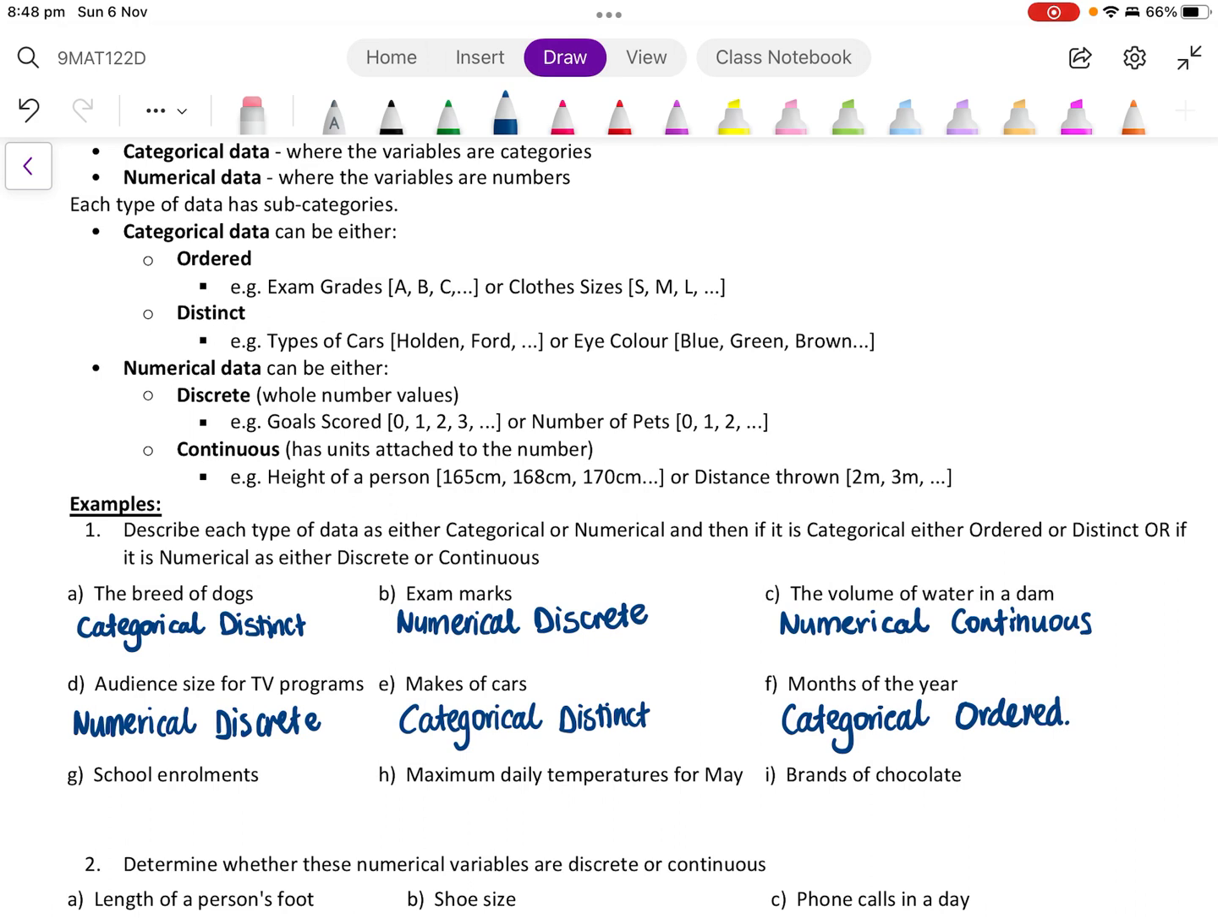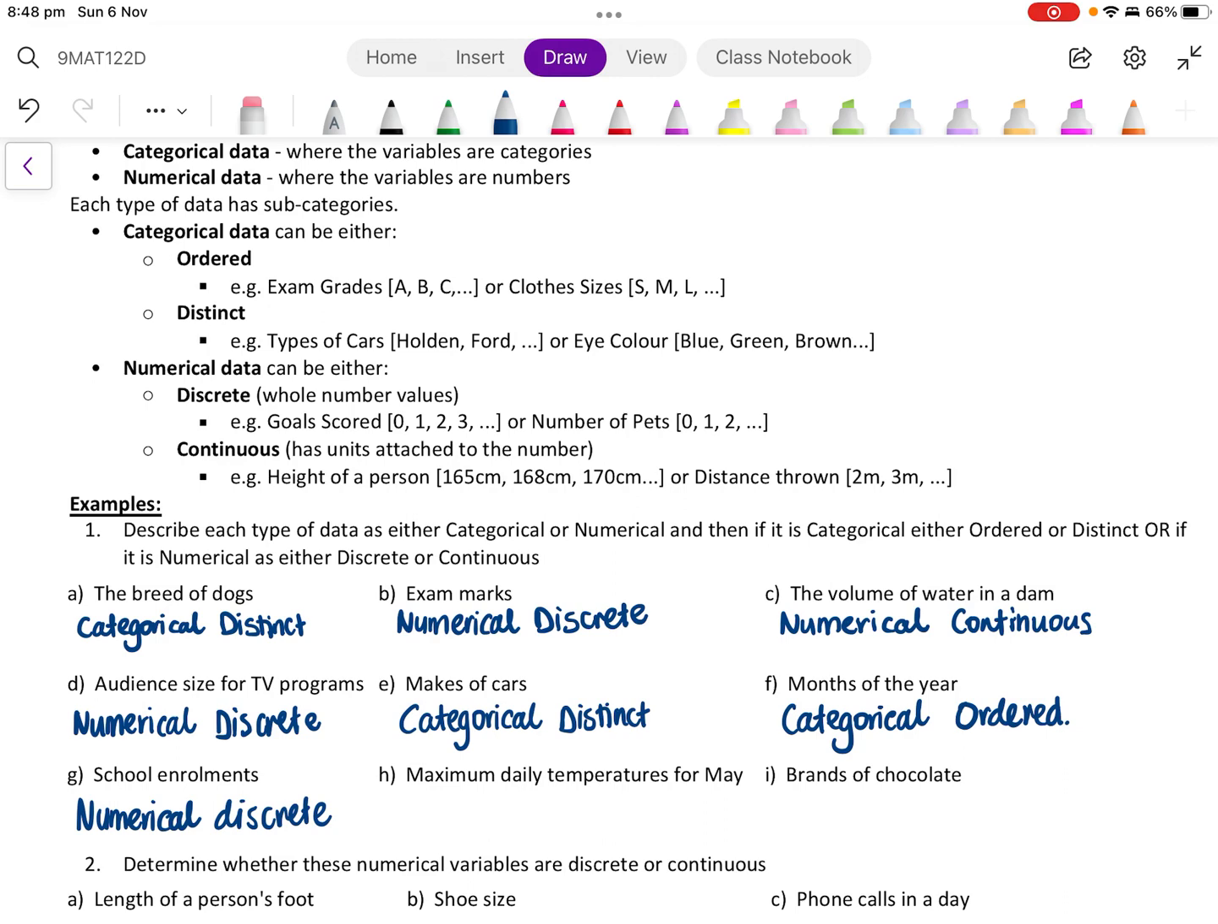Our last one is the type of data is school enrollment. So when you enroll in a school, you're going to have a certain number of school enrollments. That means it is numerical. And it is discrete because you're going to get whole number values. We can't measure it and have units attached to the number.